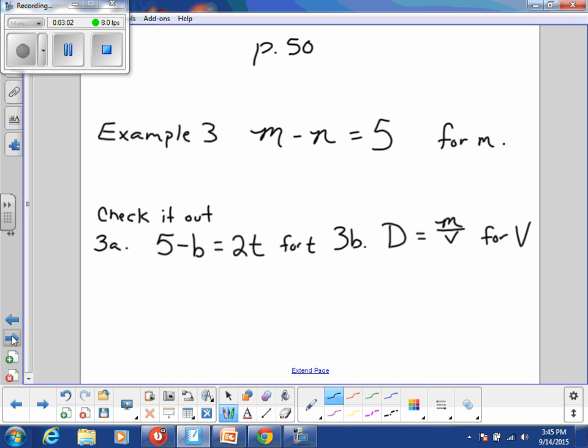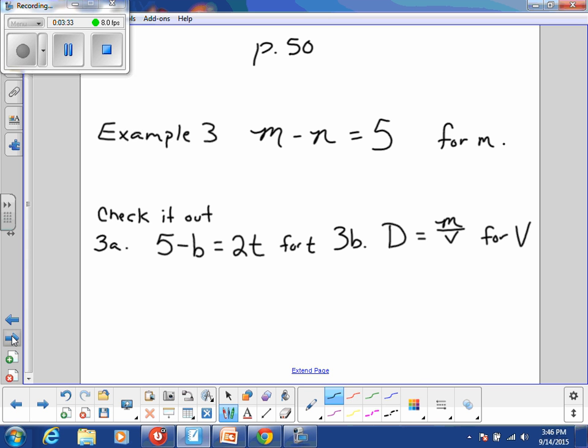All right, I'm skipping example 1 and 2. Example 1 was about distance, rate, and time. Please read it. We'll come back to example 2 because it's a little more complicated. I want to start with an easier one. Example 3 is just a short equation. M minus n equals 5. And you have to be told what to solve for. I would not just give you an equation with more than one letter in it and say solve it. In this case, I'm going to say solve for m.